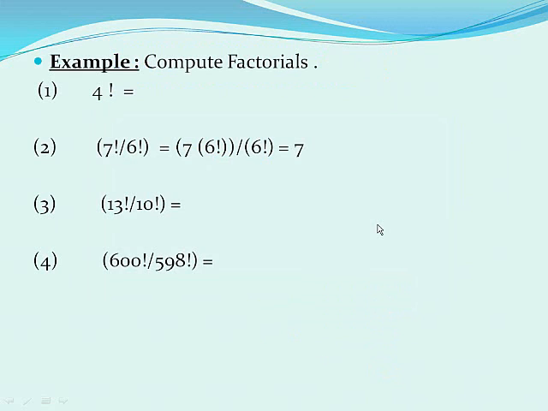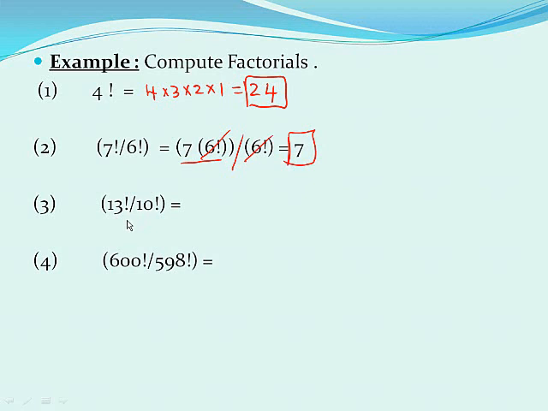Here is an example. Let's calculate 4 factorial. 4 factorial will be, per definition, 4 multiplied with 3 multiplied with 2 multiplied with 1. So we get this product to be 24. So that is the answer for 4 factorial. If we want to divide 7 factorial by 6 factorial, we can write 7 factorial as 7 multiplied with 6 factorial. Then we are dividing by 6 factorial. So the 6 factorials will cancel off, getting 7 as the answer.